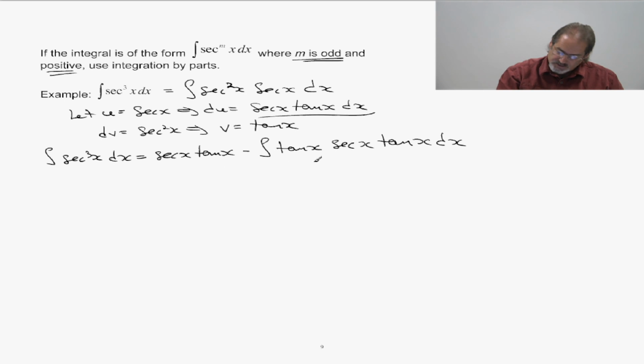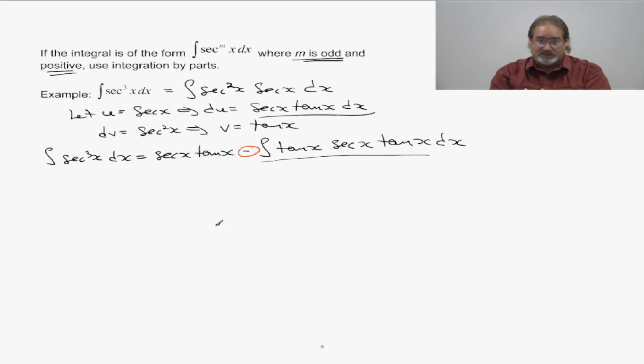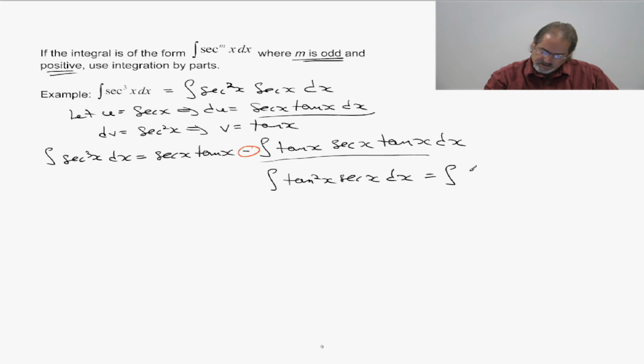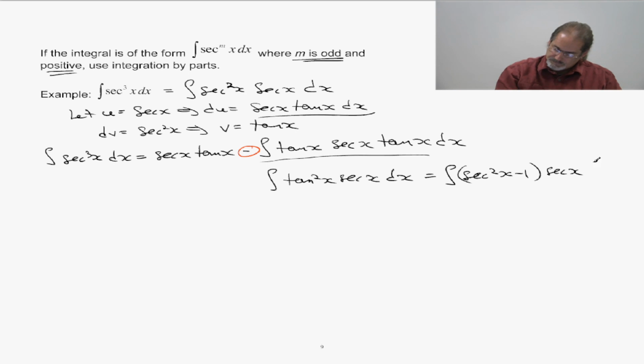I need to work with just this piece for a second, and as a reminder, I'm going to circle this negative. I'm not going to pull that negative down right now, but let's not forget that we need to put that in later, or else things could go really bad. So I'm going to say that I have the integral of tangent squared secant x dx, which I'm going to rewrite as the integral of secant squared x minus 1 times secant x dx. Now I'm going to distribute this, which will give me the integral of secant cubed x dx. I'm going to break it up right away, minus the integral of secant of x dx.